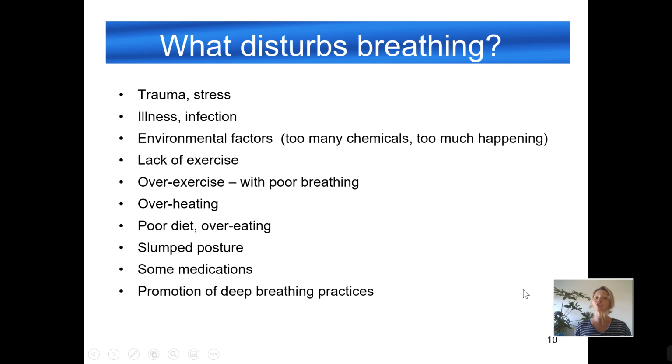So other things that can disturb your breathing, we mentioned stress already, illness, infection, environmental factors. So if you're just rushing all the time, everything's happening, you'll tend to breathe faster.